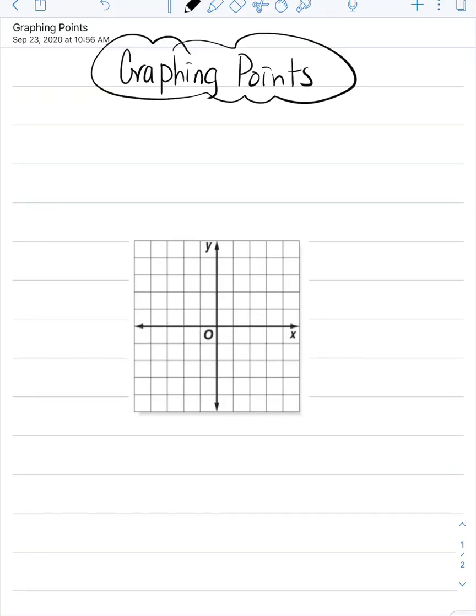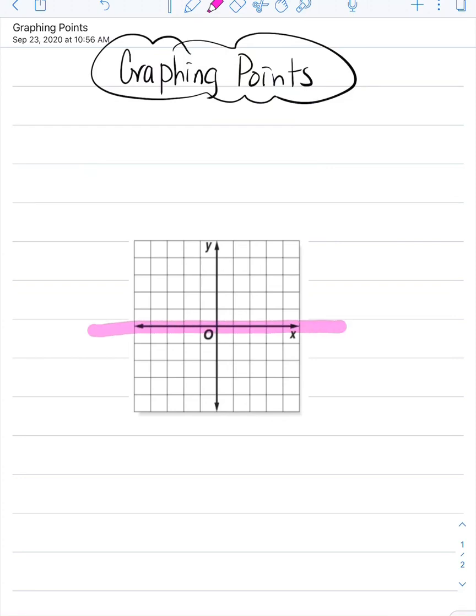Hey guys, today we're going to start taking a look at graphing points. Before we actually get into graphing points, let's refresh ourselves on the parts of a graph. So first of all, a coordinate plane or a graph is made up of two number lines that cross each other.